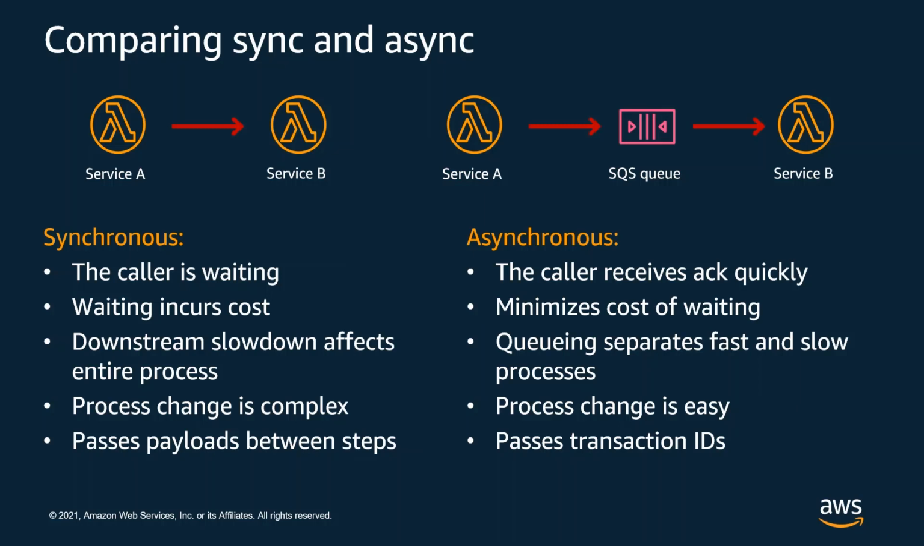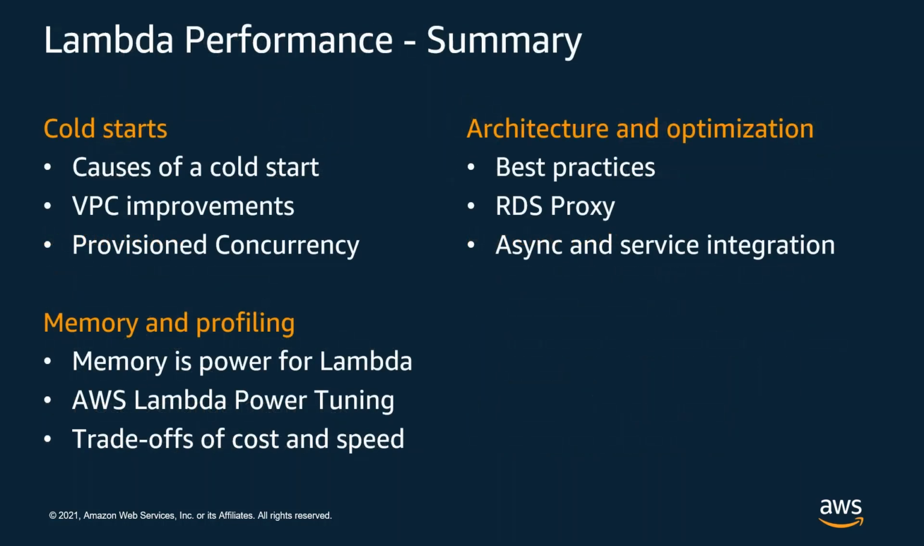Also, as the service is decoupled, change is simpler as you can take the consuming function or service offline, and when it restarts it can pick up where it left off, and you also just pass transaction IDs rather than the full payload. So to summarize, I went through 3 aspects to look at for Lambda performance.